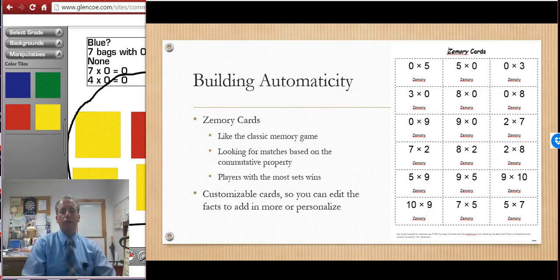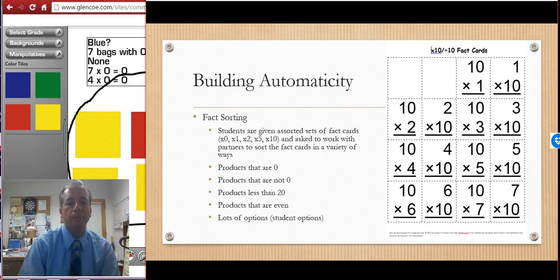You could certainly have kids have to be able to answer the fact when they turn them over. So I can't just turn over 7 times 2 and find 2 times 7, but I have to be able to tell you that's 14. So building in those pieces probably makes the math a little richer. But again, we're looking for as many ways that we can give kids experiences with the multiplication facts as possible in order to make that automaticity happen.